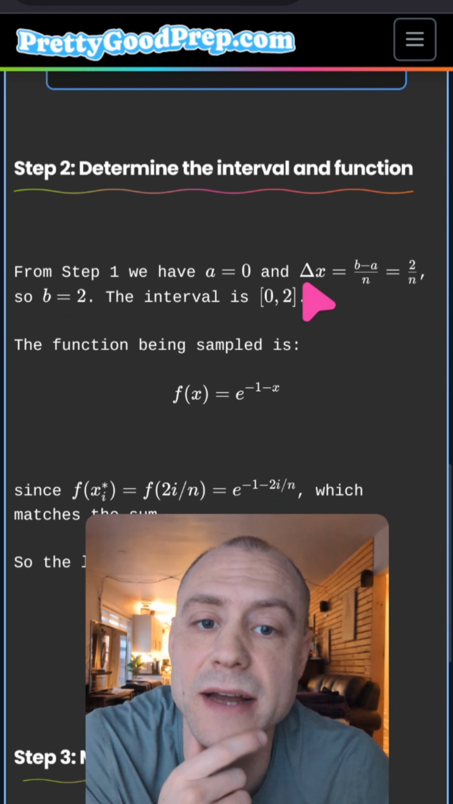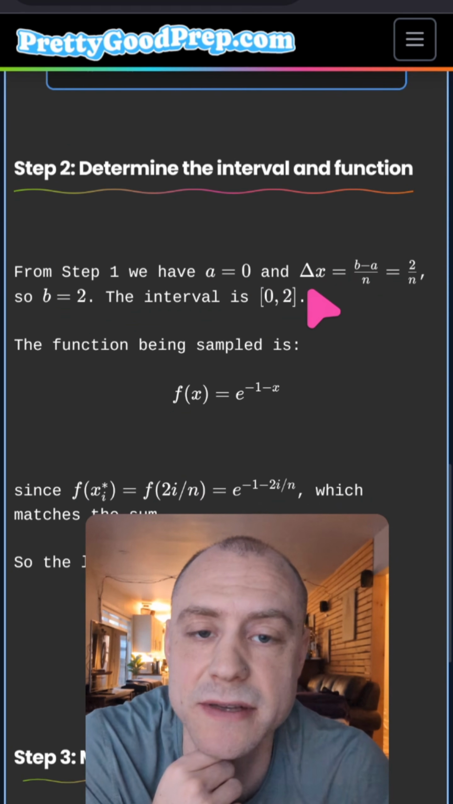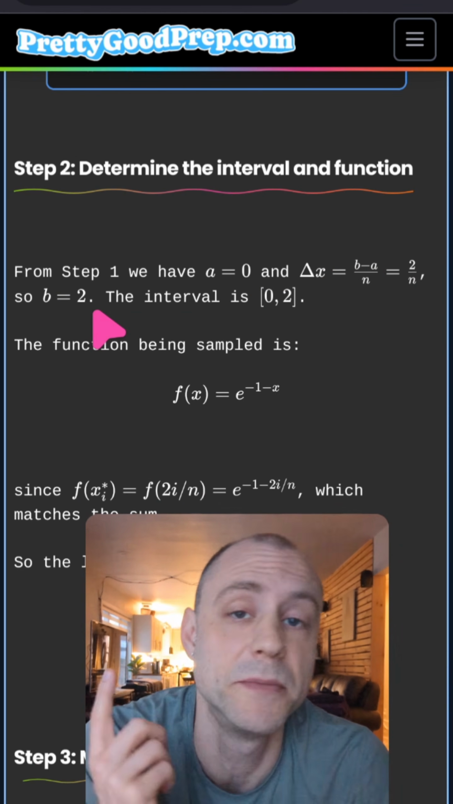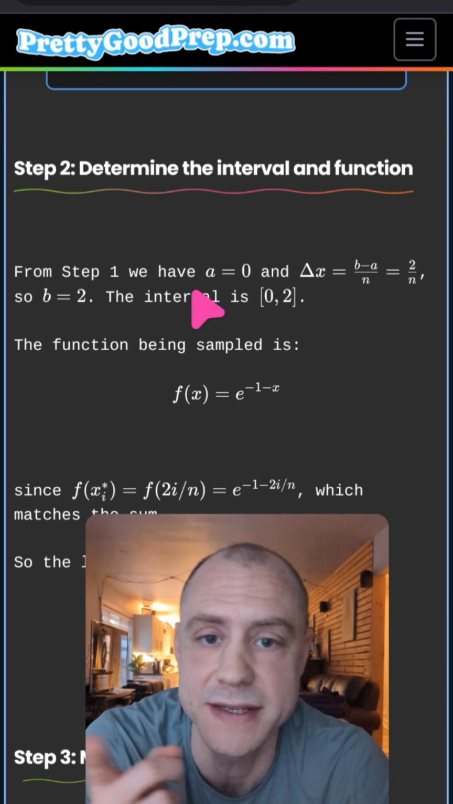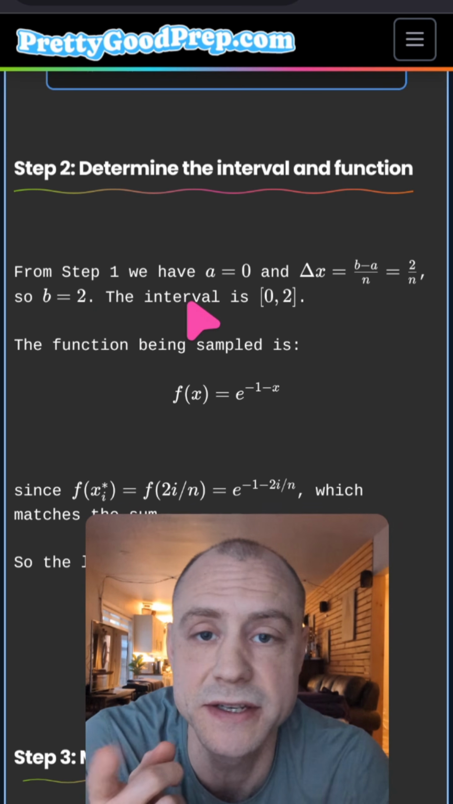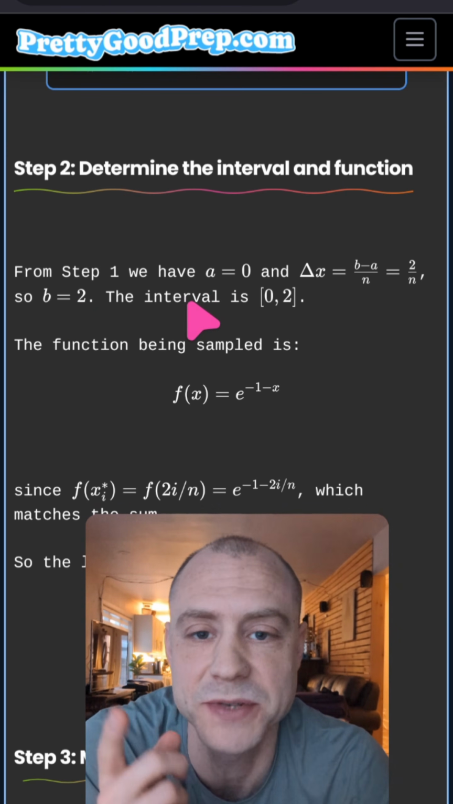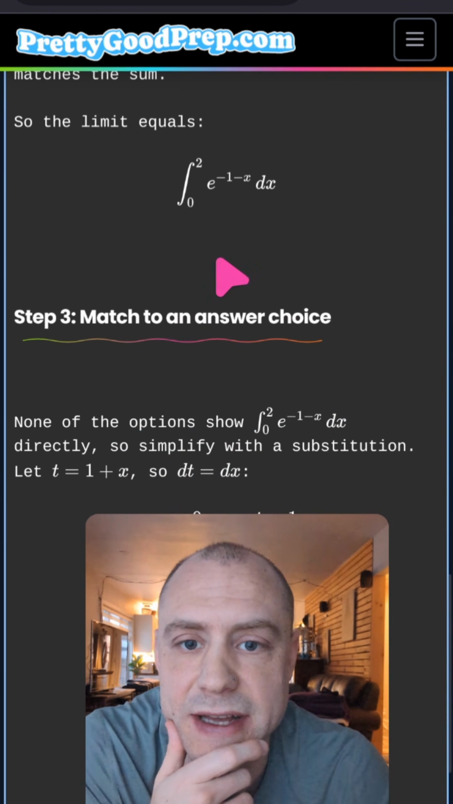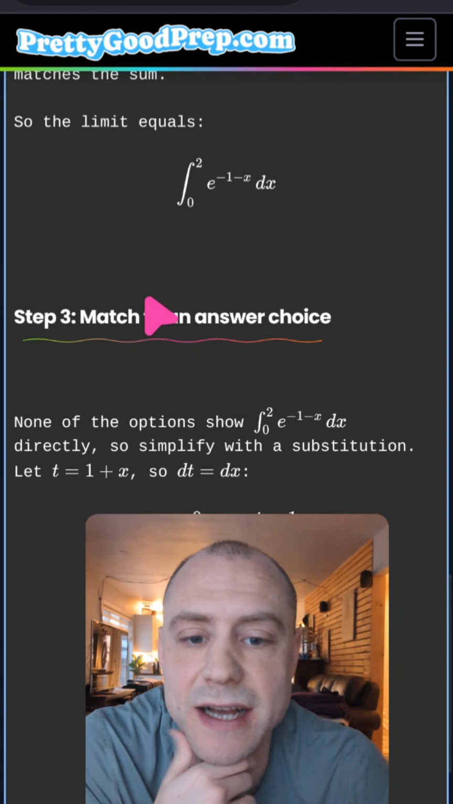And now that we know that, we have delta x is equal to, this is the formula for delta x, b minus a over n, which is 2 over n. So that gives us also b. So now we have a and b. So this is an integral from 0 to 2. That's good to know because that's going to help us figure out which option it is. We know which function is being sampled, and the rest is kind of just piecing it together and then matching a choice.